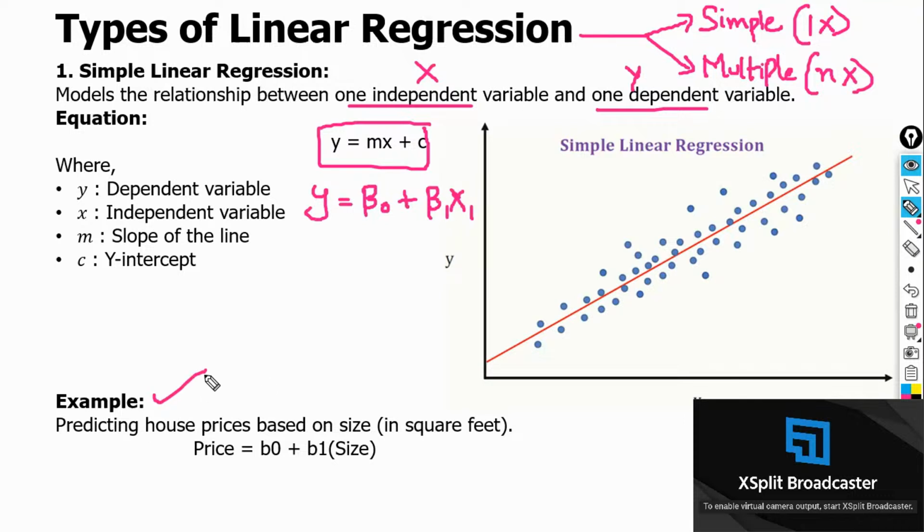Okay, here we have an example. What am I trying to do? I'm predicting house prices. House price prediction is again a regression problem only. You're predicting the price of a house, so it cannot be fixed. It is continuous data. Based on only one factor, that is size in square feet. So the equation will be: price is equal to beta naught plus beta 1 into size. And if you see the diagram, we have a linear relationship between x and y.